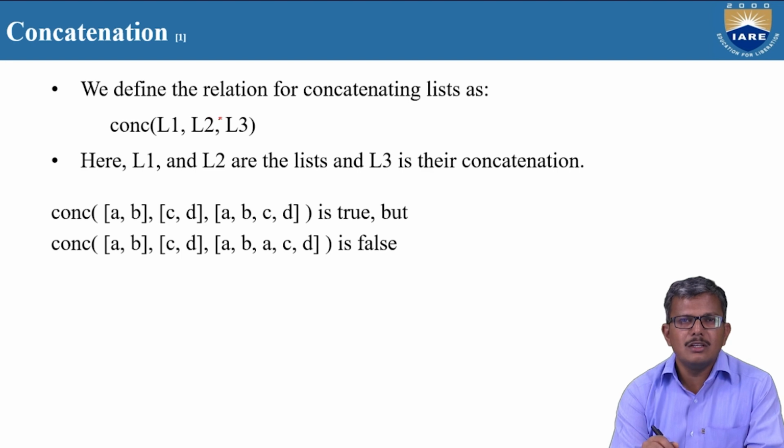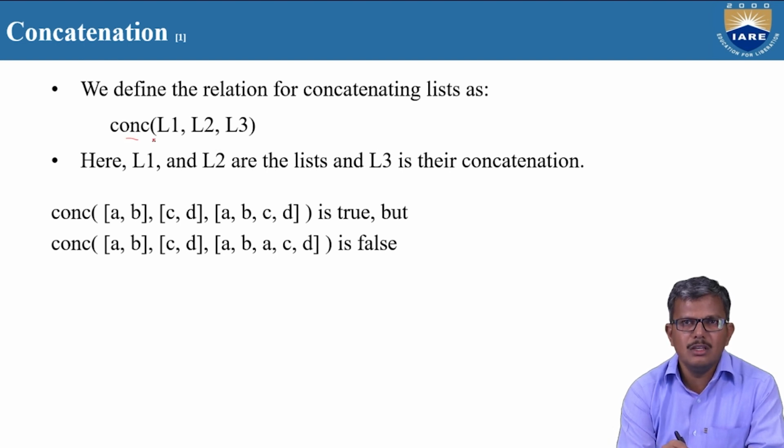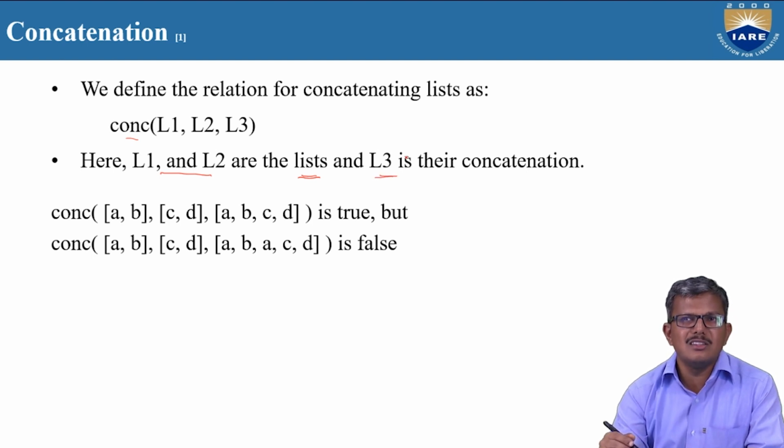So as I said, lists can be concatenated. Means there should be a minimum of 2 lists to perform the concatenation operation. So CONC of L1, L2, L3. What are L1 and L2? These two are the lists. Whenever you perform the concatenation of L1 and L2, you get a new list, which is called L3 here. So L3 is the new list we get after performing the L1, L2 concatenation.